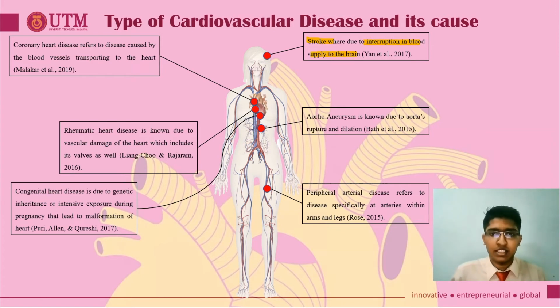For the types of cardiovascular disease and their causes, first, stroke is due to interruption of blood supply to the brain. Second is aortic aneurysm, which is due to the aorta's rupture and dilation. The aorta is the largest artery in the human body. Third is peripheral artery disease, which refers to disease specifically in arteries within the arms and legs. Fourth is coronary heart disease, which refers to disease caused by the blood vessels transporting blood to the heart. Fifth, rheumatic heart disease refers mainly to the heart due to vascular damage and valve damage as well. The last one is congenital heart disease, which is due to genetic inheritance or intensive exposure during pregnancy.